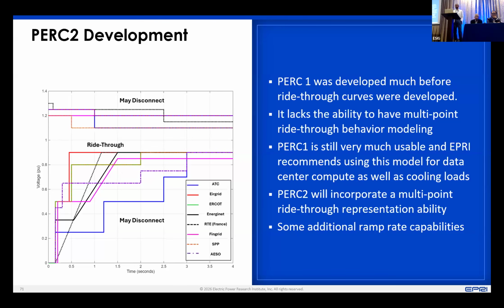You will have the ability to model a lot of these ride-through characteristics. If you're a planning engineer and you decide that a data center is going to abide by my ride-through interconnection requirements, let me see what is the impact on my system. The model is going to let you do that.